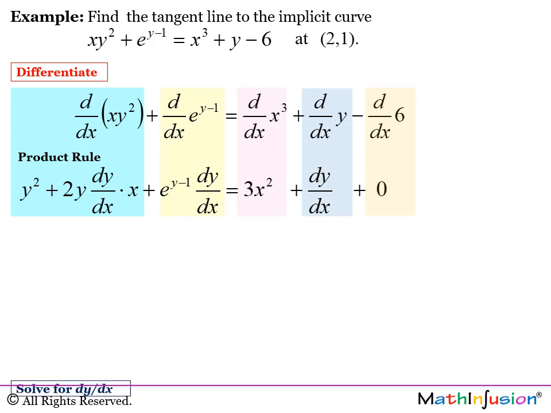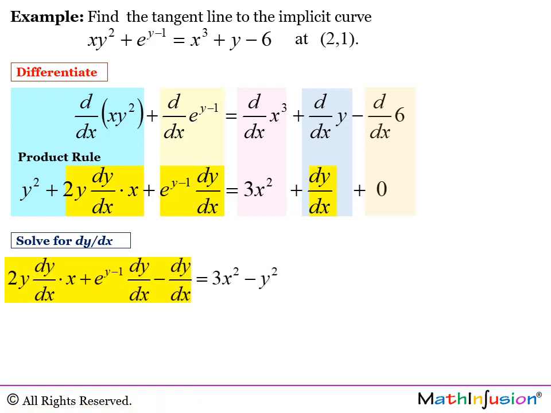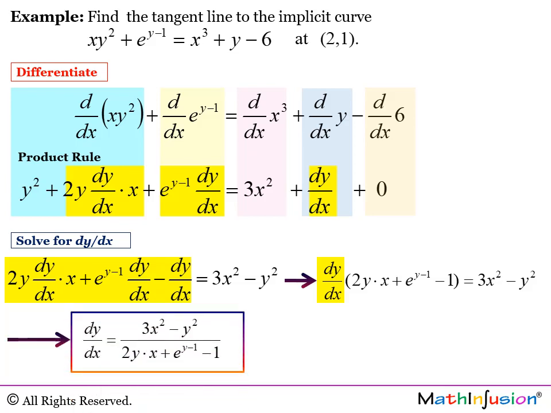We're done with differentiating. We have now to solve for dy/dx. All those terms are containing dy/dx. So I put all of those on one side of the equation and the rest on the other side. Now I'm going to distribute dy/dx. I get that, and now I'm doing the division. After I find dy/dx, I can substitute the point to get the slope of the line. Let's do that.